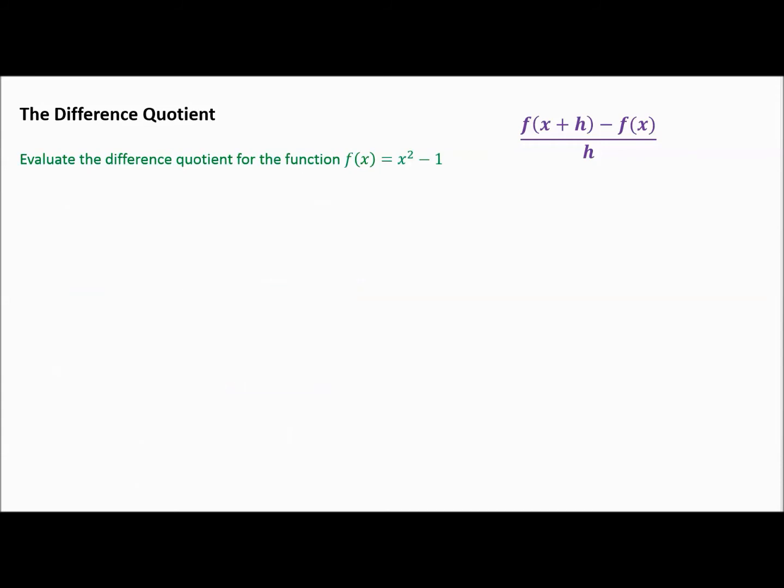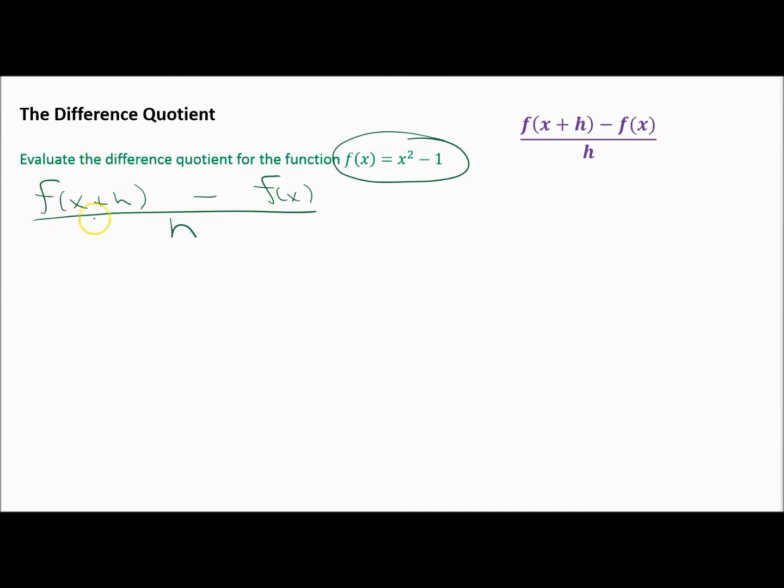So the third problem, we have the function x squared minus 1. So again, I'm going to copy my formula. So f of x plus h minus f of x, all divided by h.